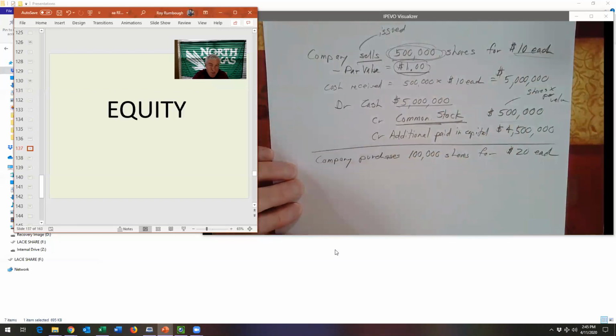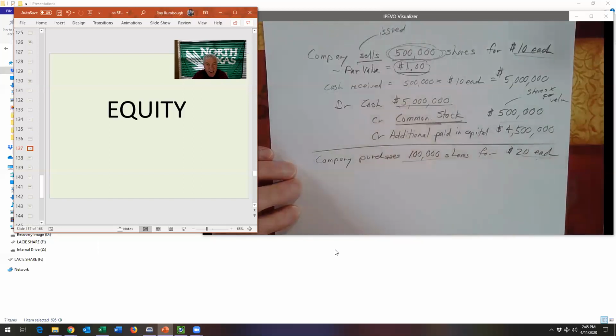And what happens, they reduce the shares outstanding, which we'll talk about here in a few minutes. And so the earnings per share goes up because the earnings don't change, but the share count went down. So a lot of companies are trying to increase their earnings per share, which is a really important measure, by reducing the number of shares outstanding. And that's what's happened here. They bought 100,000 shares back. This entry is very easy.